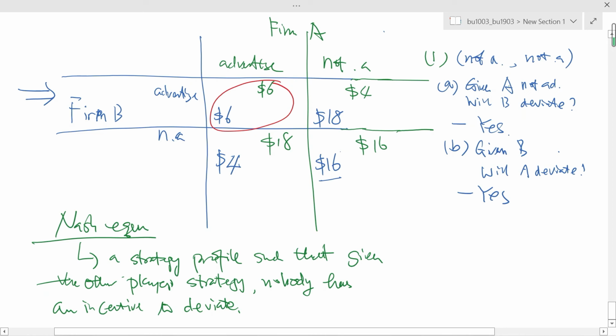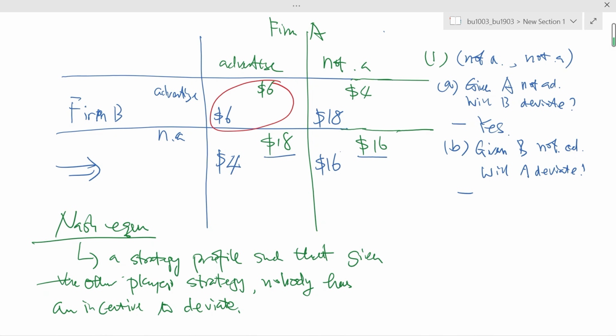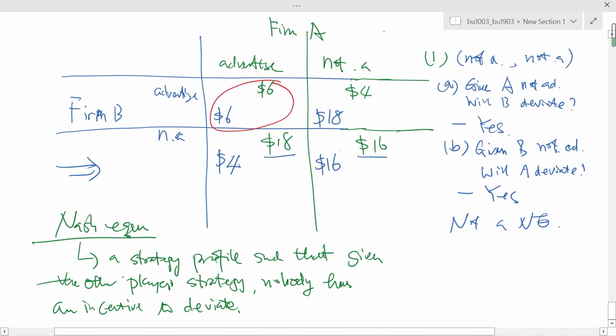Let's check the other question. Given B not advertise, will A deviate or not? Given B not advertise, we are in these rows. So A is going to compare this payoff with this payoff. If A deviates from not advertise to advertise, its payoff will increase from $16 to $18, an increase of $2. So the answer is yes. So then we conclude that this is indeed not a Nash equilibrium.